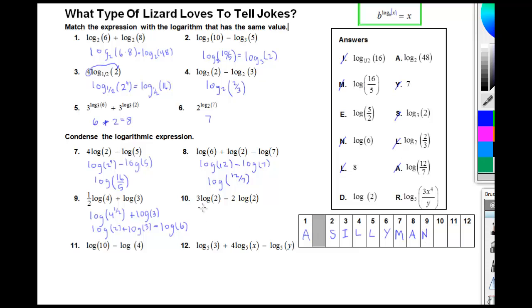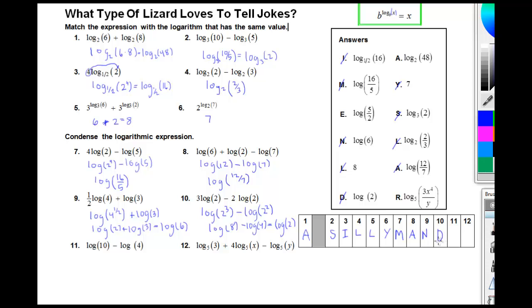And then this one, the 3 can come up on the 2, and the 2 can come up, the coefficient of 2 comes up as an exponent on this 2, and so I get the log of 8 minus the log of 4, which equals the log of 8 divided by 4, which is just 2.